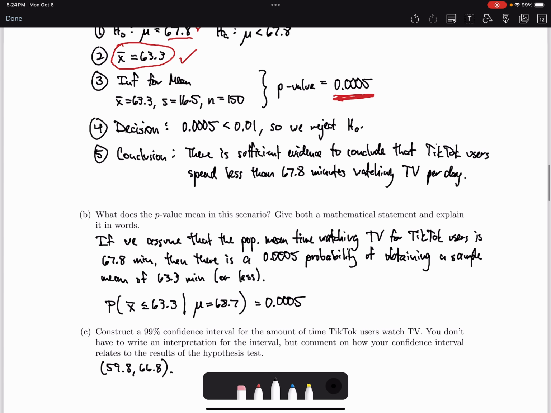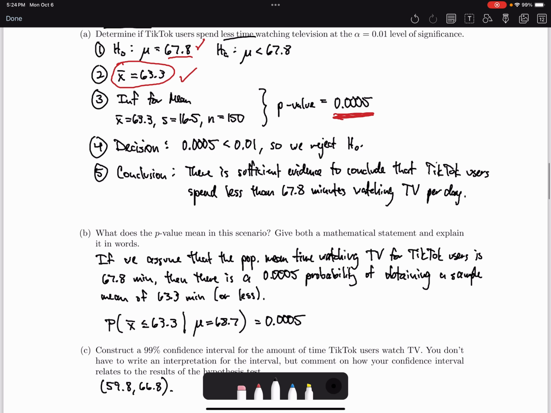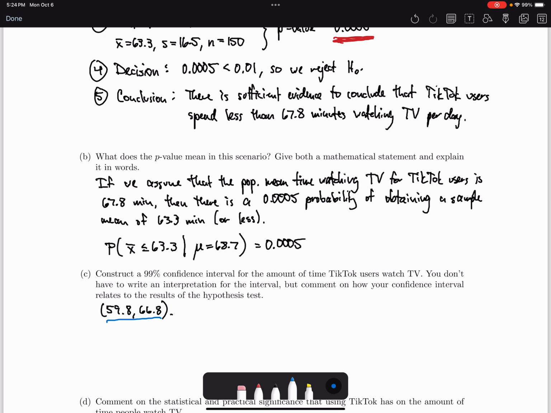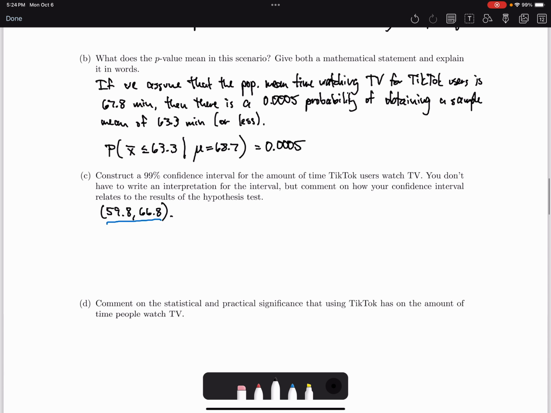Well, looking at the hypothesis test, the null hypothesis was that mu equals 67.8 minutes. If that were true, then 67.8 should show up inside of our confidence interval, and yet it does not, right? 67.8 falls outside of our interval. So this interval sort of verifies that the results of our hypothesis test were correct because we decided to reject the null hypothesis. And it seems like that's exactly what we should do since 67.8 is not in the interval.